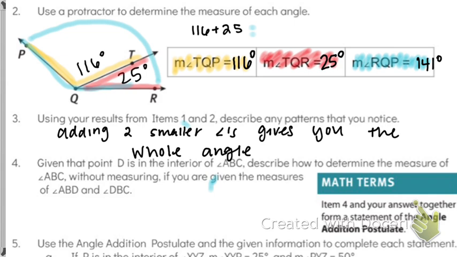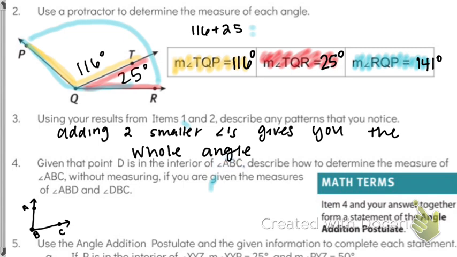Now, you're going to see most of your questions are not going to give you any pictures, so it's going to be your job to draw those pictures out. Given that point D is in the interior of angle ABC, describe how to measure the measure of angle ABC without measuring if you are given the measure of angle ABD and angle DBC. So you're going to just draw yourself an angle. I usually like to make it acute, not quite 90, but getting there. And it tells me what angle in the question. It says angle ABC. Really, the important part is just to make sure that you're labeling your pieces correctly.